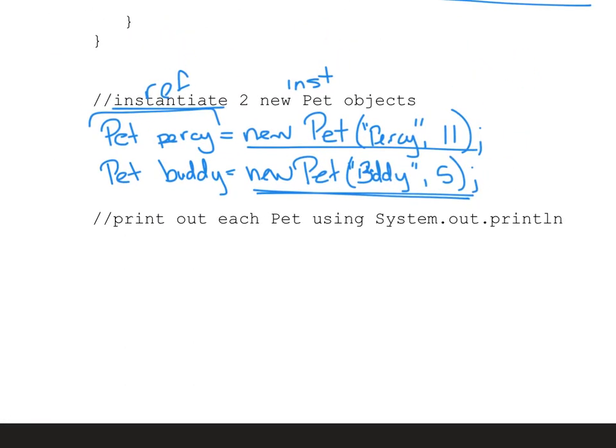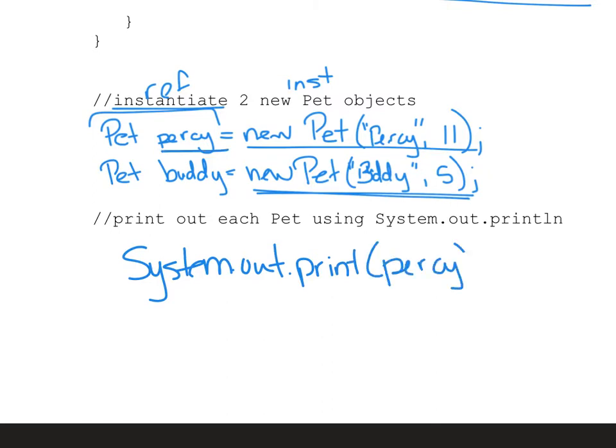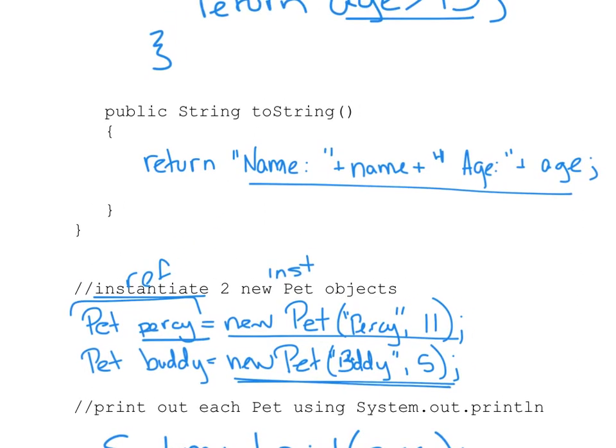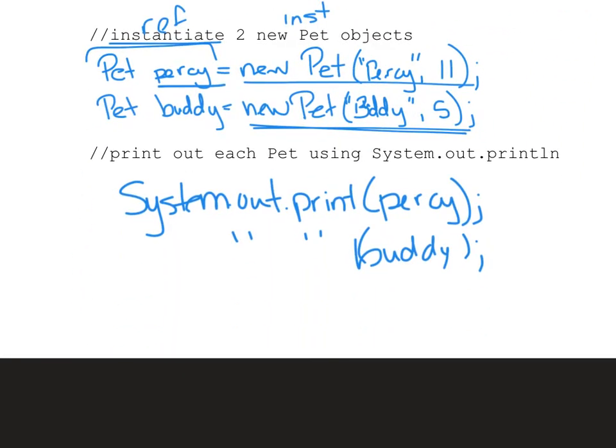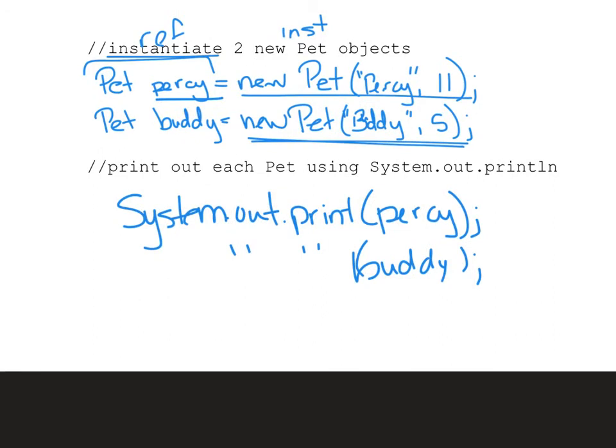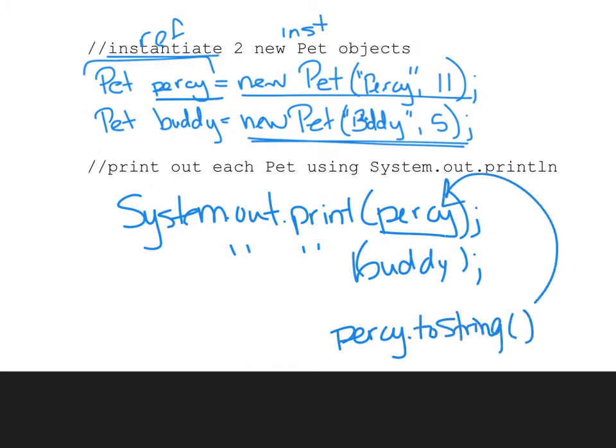Okay, print out each one using System.out. So if we have System.out.print, I would just output Percy. And because the toString is doing all the work for me, I could just do Buddy also. Because I have already created this toString, I don't even have to use the toString method. It automatically calls it because of the whole inheritance piece that we skipped over in this class, but whatever, it just does it. So calling Percy like that would be the same as calling Percy.toString. It means the same exact thing. It still has to be in the System.out.println, but you don't actually need the toString method to run it.